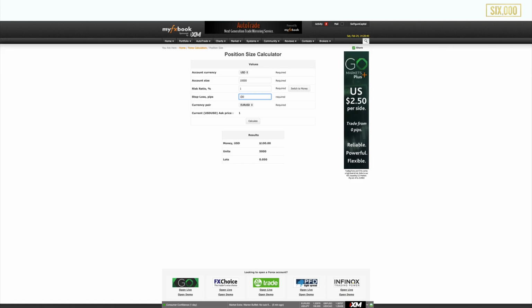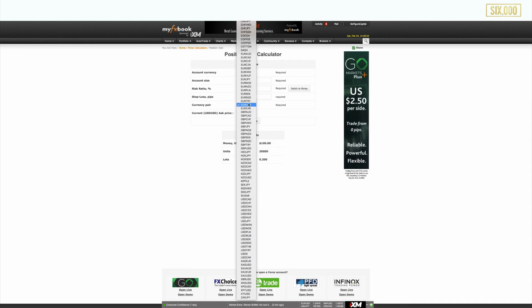Now if we change the pips to 100, we can see that now the lot size changes. We can see that it's now 0.1. Now if the pips was 50, for example, we can see it's now 0.2, so you're now trading 20,000 units.